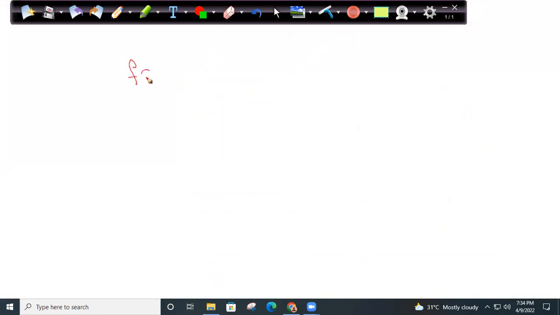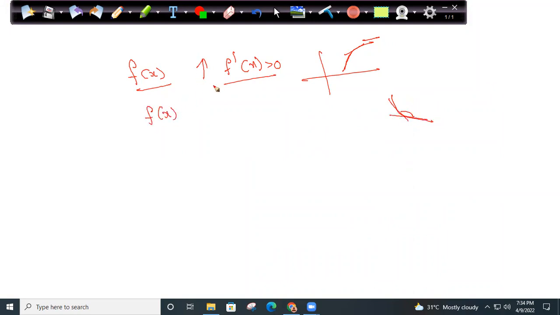Suppose if I have a function f of x, when I can say the function is increasing, when f dash x is positive. Suppose the function is decreasing, the derivative is negative. These concepts we know. F of x is increasing when the derivative is positive, and f of x is decreasing when the derivative is negative. Correct, right? So now relate.